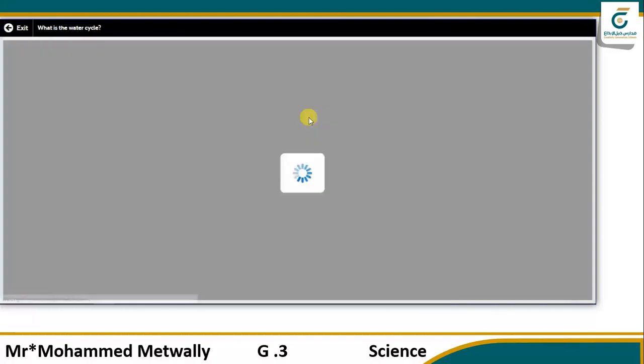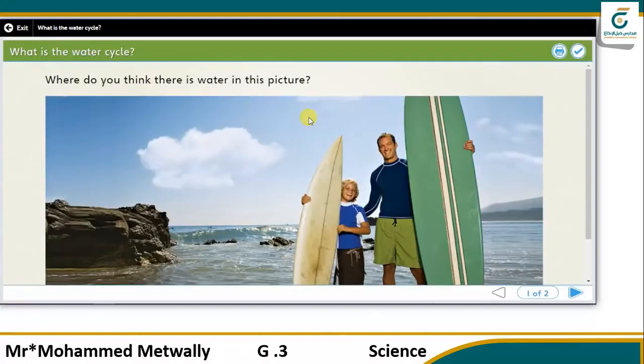In this slide you will see a picture which represents a place that contains water. So the question is, what do you think, is there water in this picture? Yes, excellent. The water behind the parent and his son, inside the sea. Yes, the sea contains water.